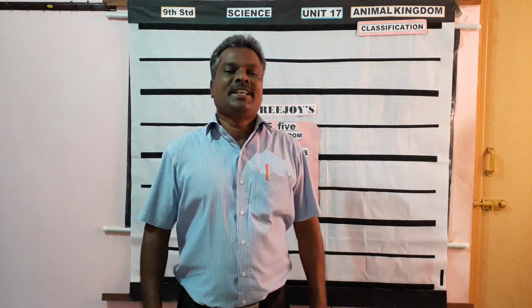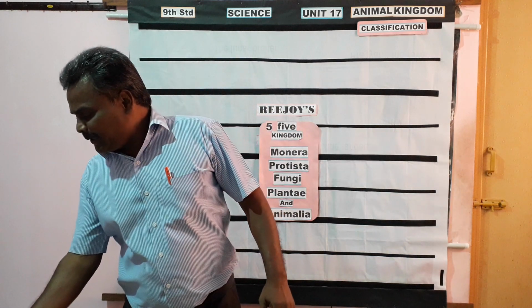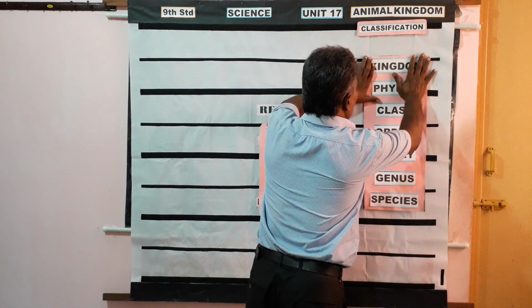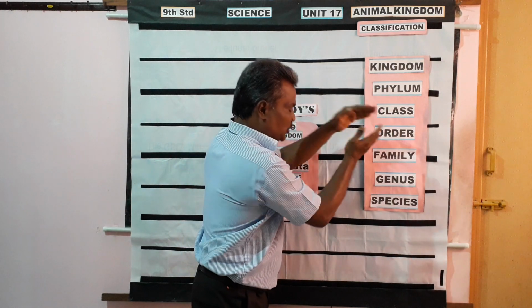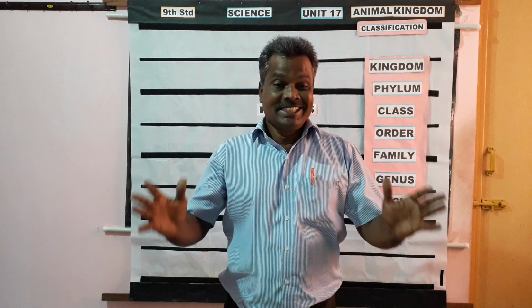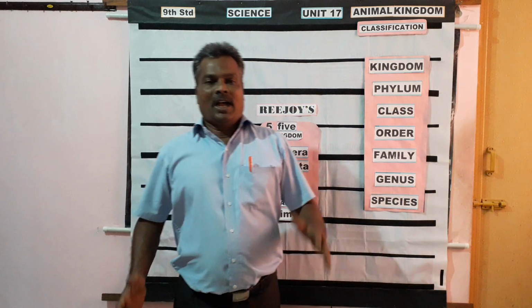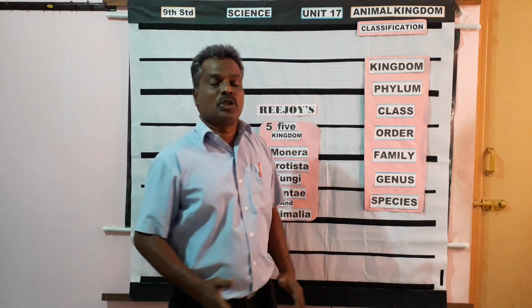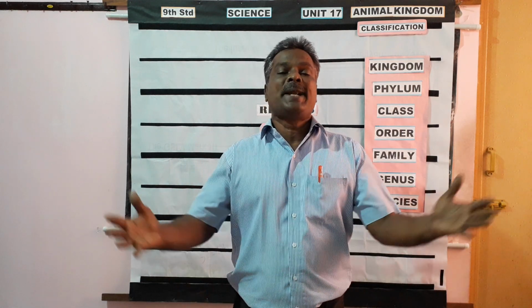What is classification? Classification is nothing but arranging all organisms into groups on the basis of similarities and differences. In another way, ordering all organisms into groups on the basis of similarities, dissimilarities and relations.